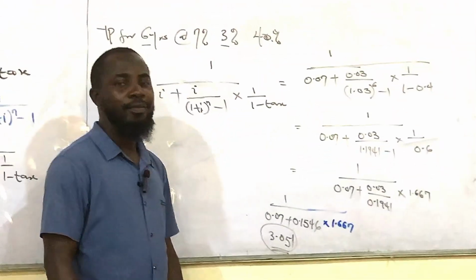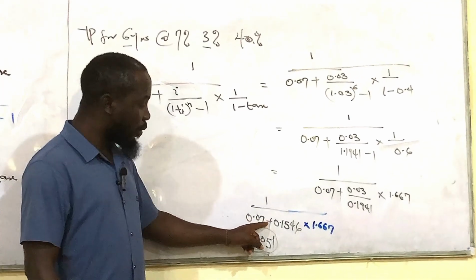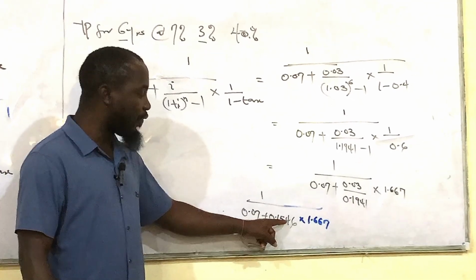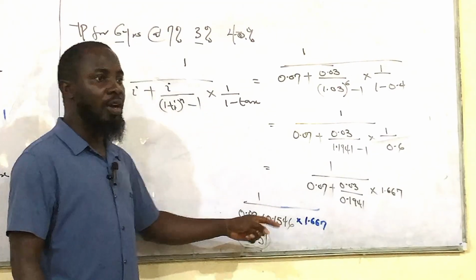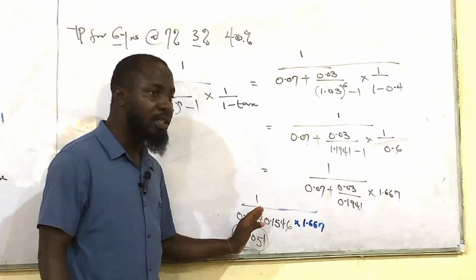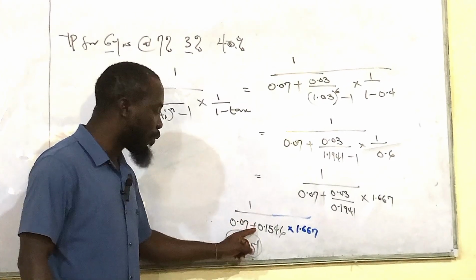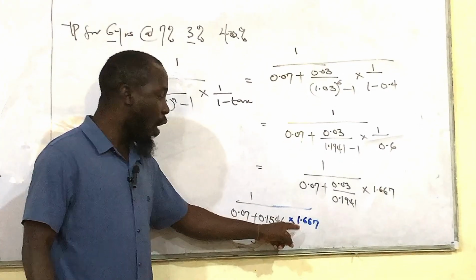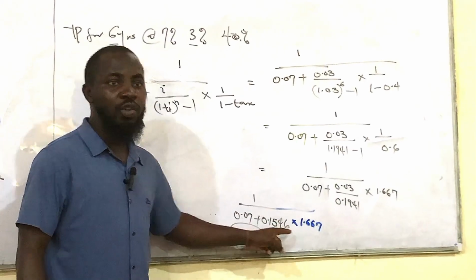So 1 all over 0.07 plus 0.1546 times 1.667 with your calculator. Use this in a command. Give your calculator a command: 0.07 plus 0.1546 times 1.667. Ensure that you press all this in at once.